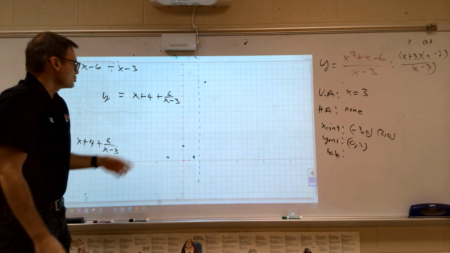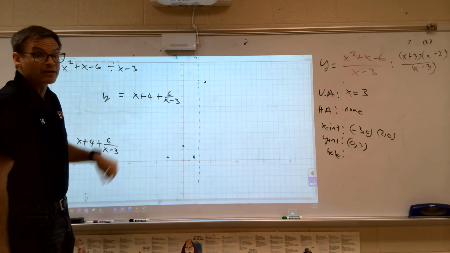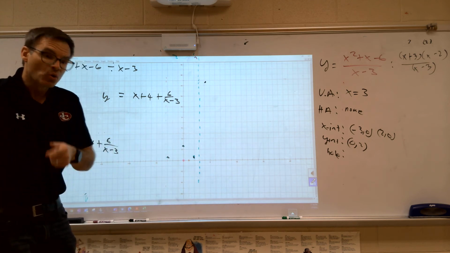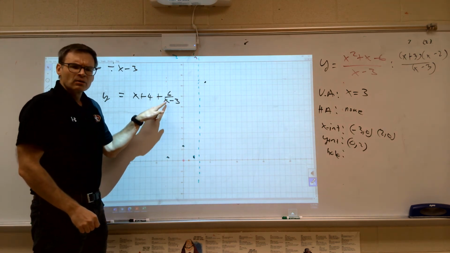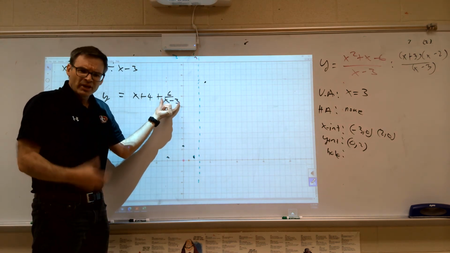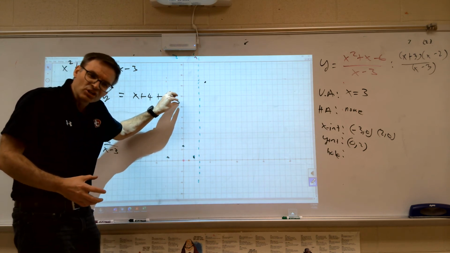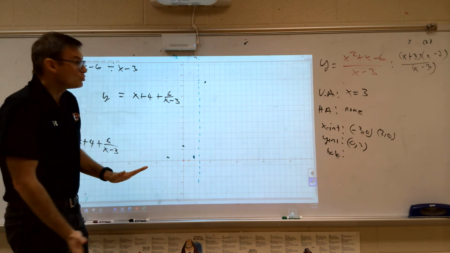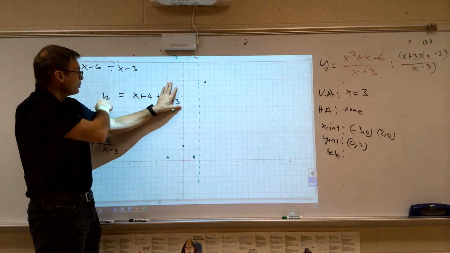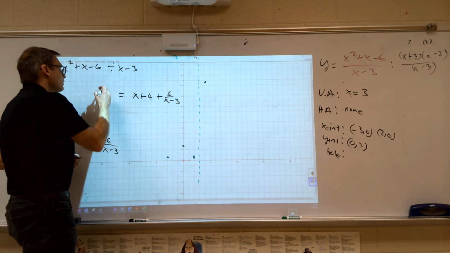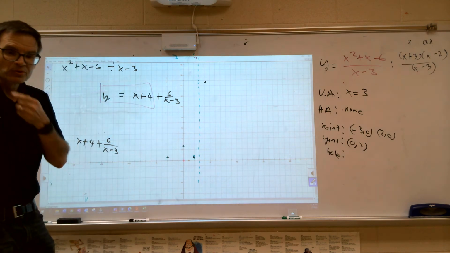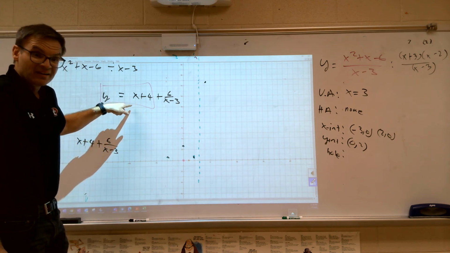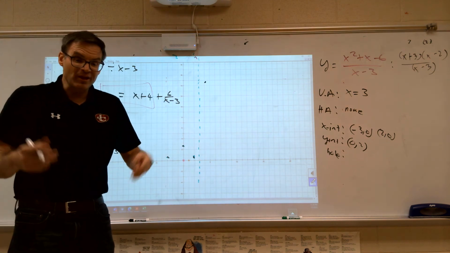So when x is huge, x is still x. This matters. When x is huge, 4 is still 4. It matters. When x is huge, 6 over x minus 3, this expression gets really small, meaning it doesn't matter, right? So when x is huge, this doesn't matter, and we're left with y equals x plus 4, right? Now, this is what the graph is going to behave like when x is huge.